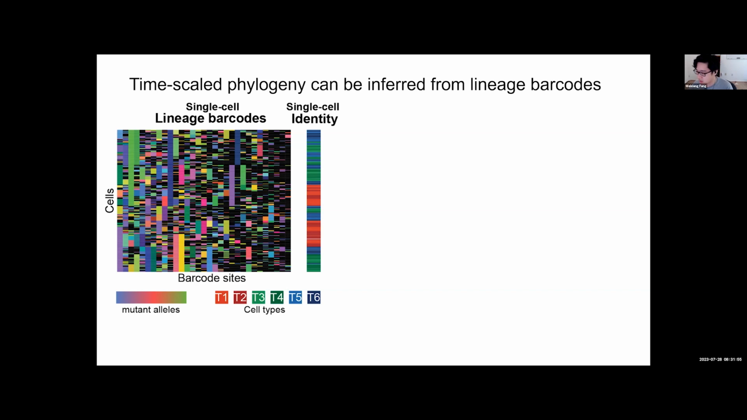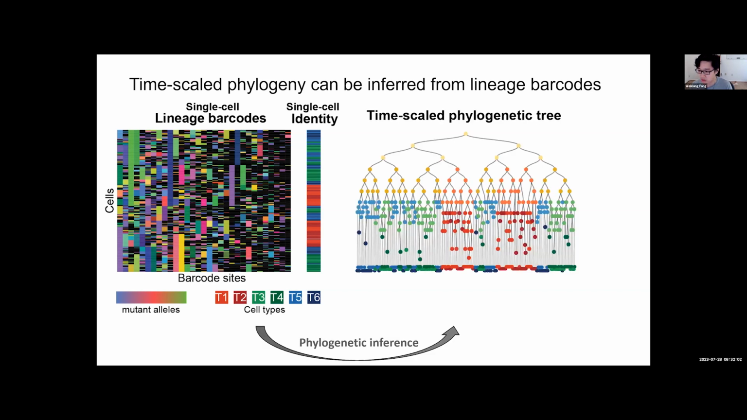modeling the mutagenesis process, and applying phylogenetic inference approaches, we can get to not just a single clone, but what we call timescale phylogeny. So here, by timescale, we mean that the branch length along these phylogenetic trees corresponds to actual time in between cell divisions. And you can do that because these mutations happen at relatively constant rates through time. And for each cell, I want to point out that when we sequence them at one time point, we also know their corresponding cell types.